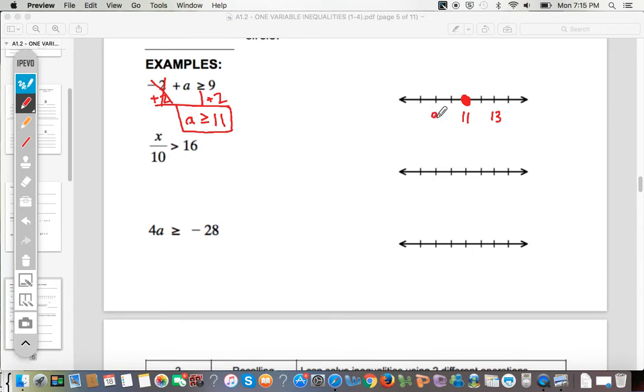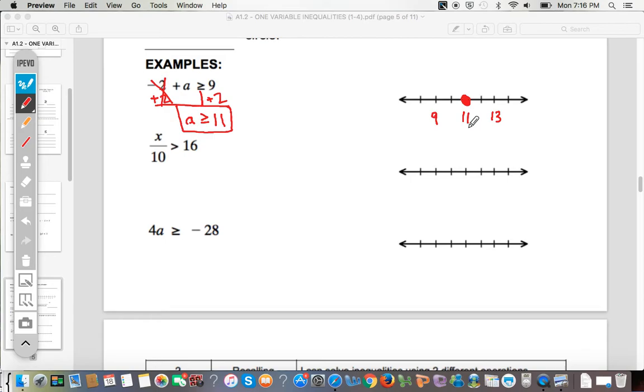I'll go back here to 9. As long as you can demonstrate you know how this number line works, I don't care if you label every single notch, every other notch, every third notch, doesn't matter. As long as we have 3 numbers here. Okay, so we have a is greater than or equal to 11.